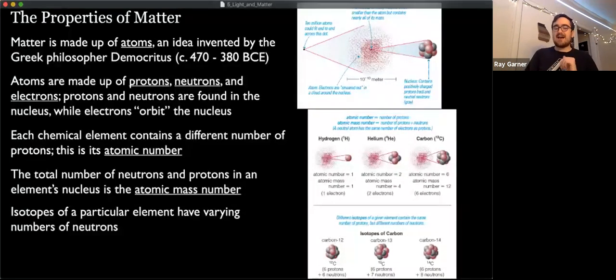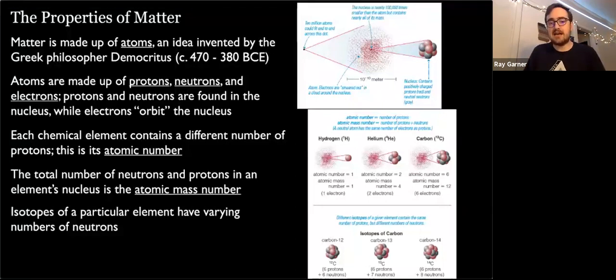All right, if we're going to talk about how light interacts with matter, we also got to talk about the properties of matter. So hopefully you've heard all of this before. We'll just go over it briefly. So matter, everything we see around us, is made up of atoms. The idea of atoms, although incorrectly stated, was conceptualized by the Greek philosopher Democritus about 4 centuries before the Common Era. Atoms are made up of protons, neutrons, and electrons. Protons and neutrons are found in the nucleus, while electrons, quote unquote, orbit the nucleus.